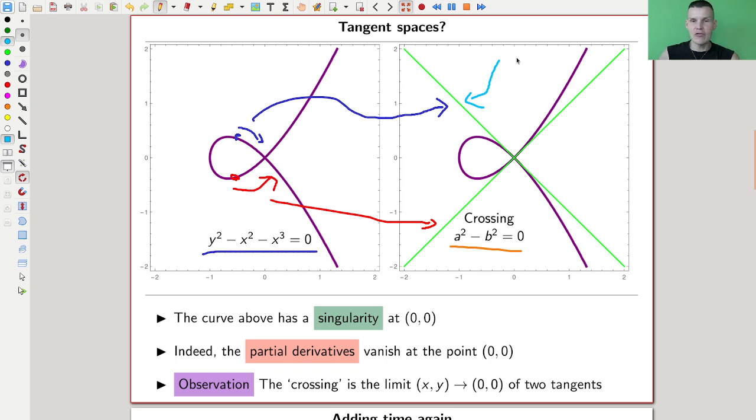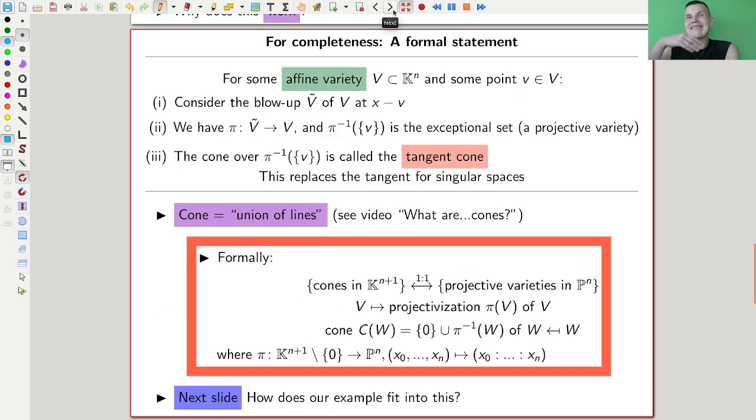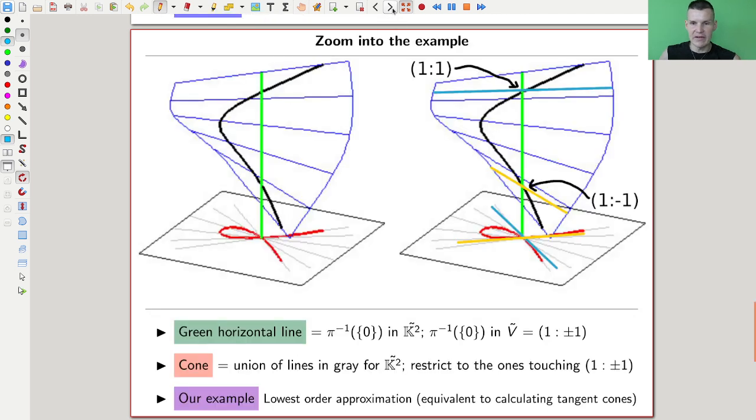But it has the correct dimension. That's already good, and it does the right thing in this case. I mean, it's not linear, it's a cone. But again, there's some price we need to pay because we generalized the notion of a tangent. And this is really how it works. Let me rather zoom in on our example.